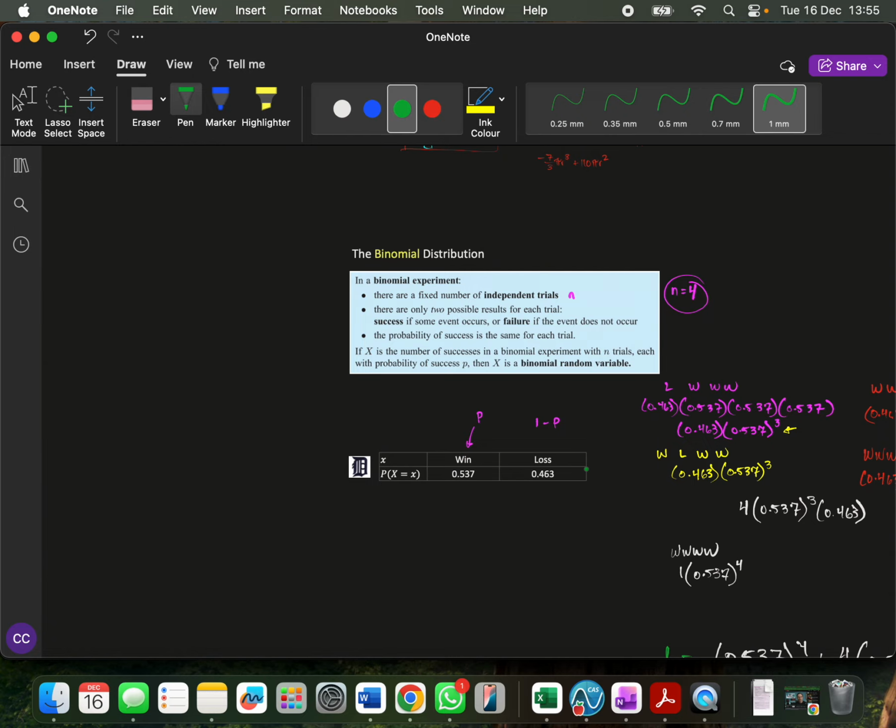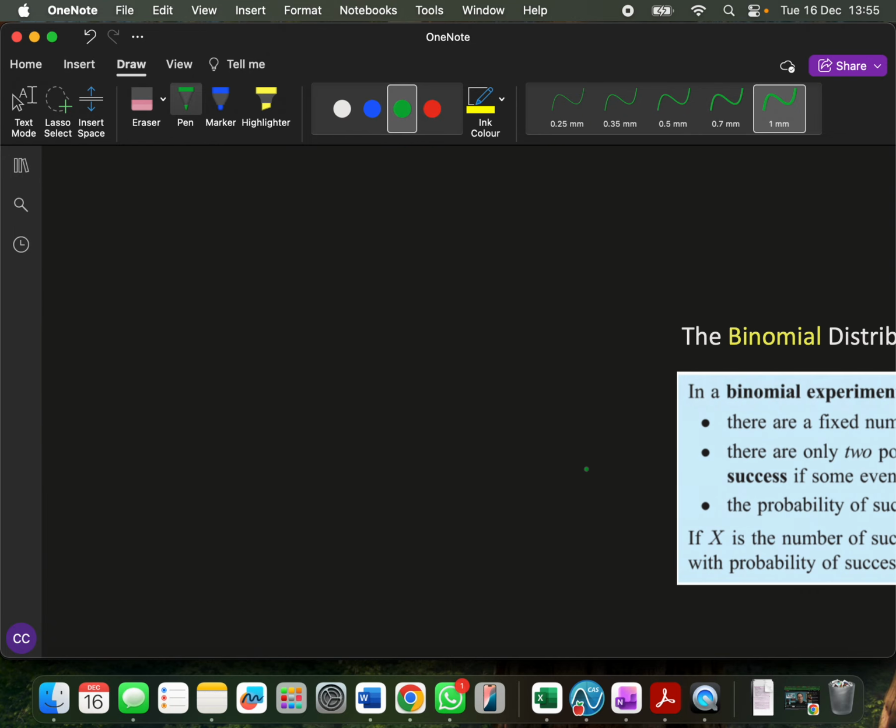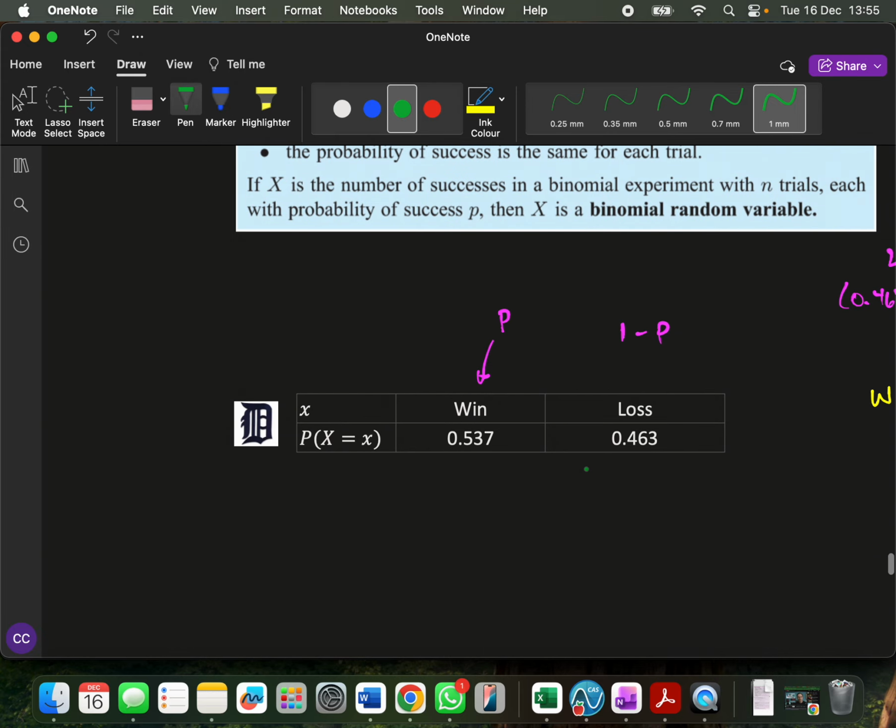So what this all leads to is anytime we have an event that is binomial, it either goes one way or the other, we can use the binomial theorem. And we can use the binomial theorem with probability.